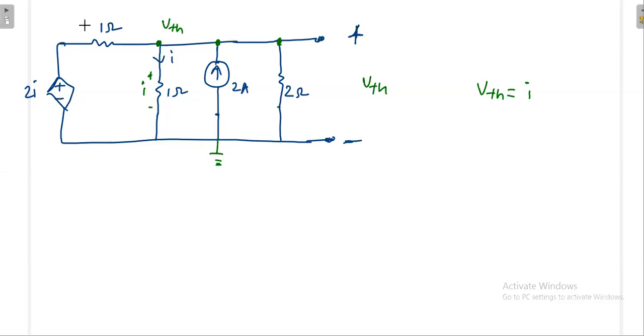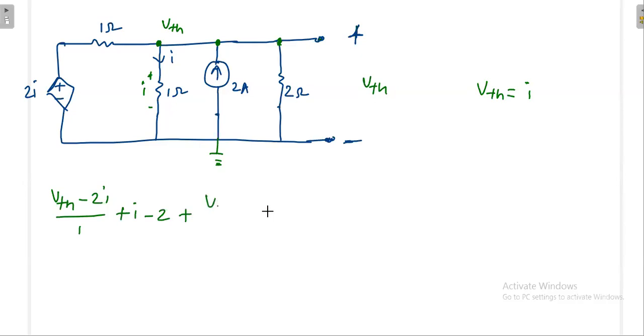Now this is the node. Then I can write V Thevenin minus this voltage, 2I, divided by this resistance, that is 1 ohm. Now, what is the current leaving here? Simply I. Here, I want the current leaving, but the current is entering, so I will put minus 2. Now, what is the current leaving here? Here the V Thevenin voltage is there. How much current will flow? V Thevenin divided by 2.